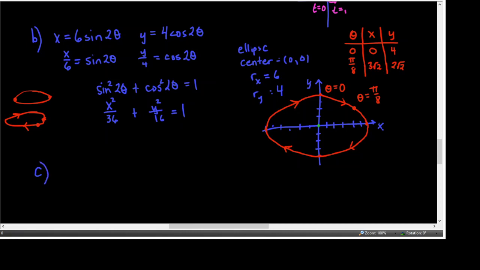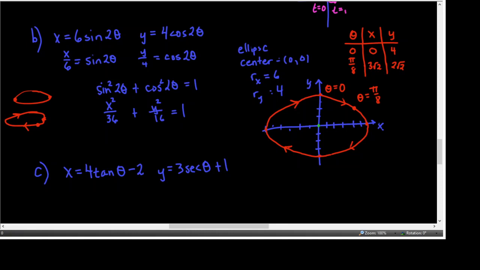Okay, C is x equals 4 tangent of theta minus 2, and y is equal to 3 secant of theta plus 1. So what I'd like for you to do is solve both of these equations for the trig function.